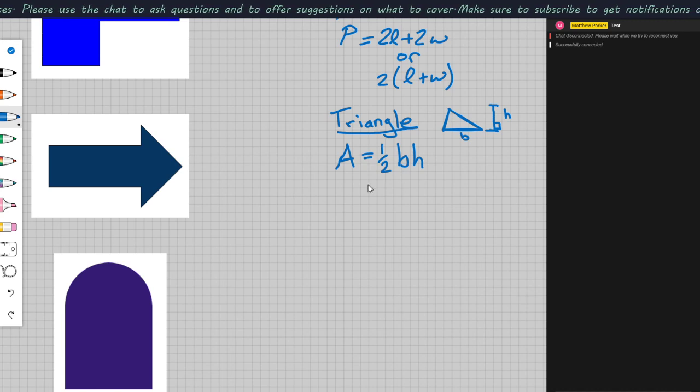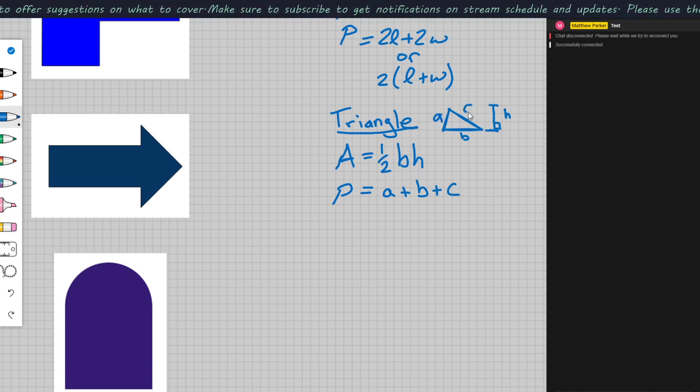Now for the perimeter of a triangle, I'm just going to add up all the sides. So I say A plus B plus C. It doesn't matter how you label them, but you're just going to add up all these sides. So I've got A, you can still count B as your base, and C. So all three sides you need to add up to get your perimeter.